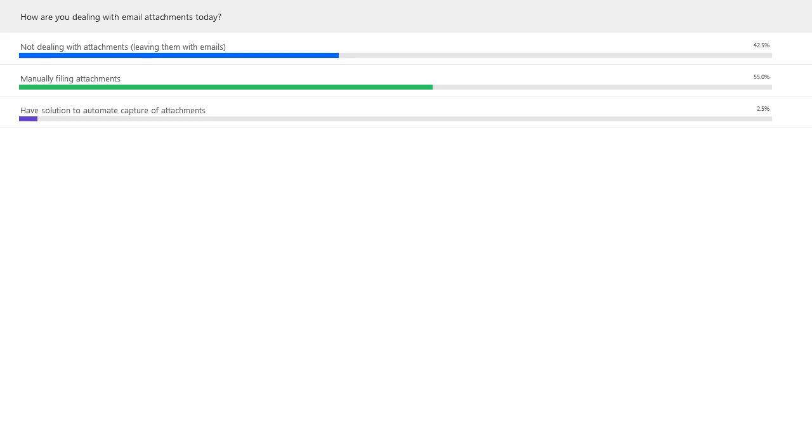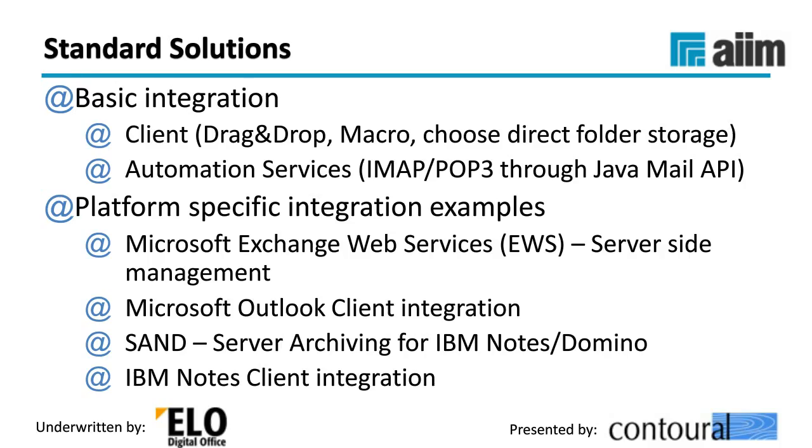Okay, so what kind of solutions are potentially out there? I'm keeping this purposely at a high level, but the 2 basic genres, or areas, I want to talk about are basic integration of solutions, and then platform or IT-oriented solution integrations.